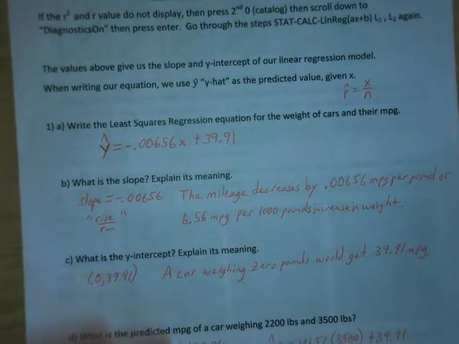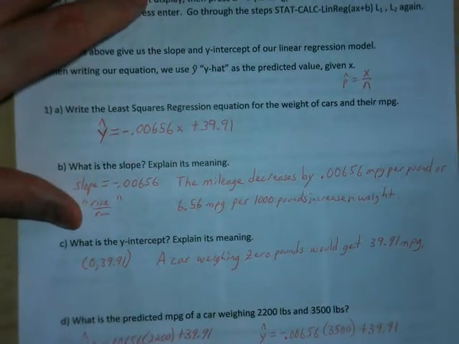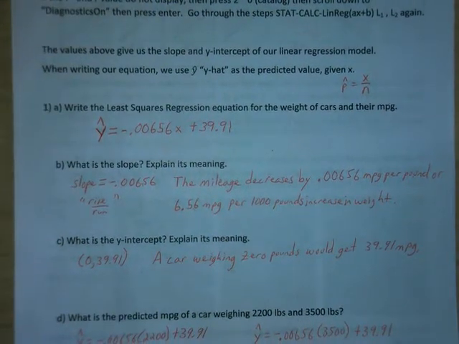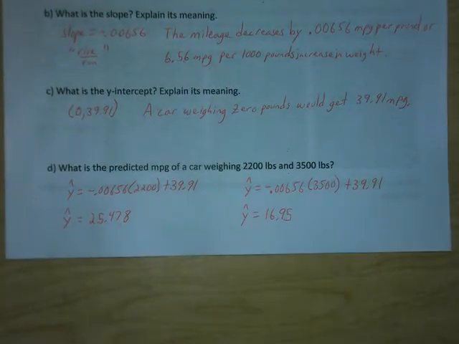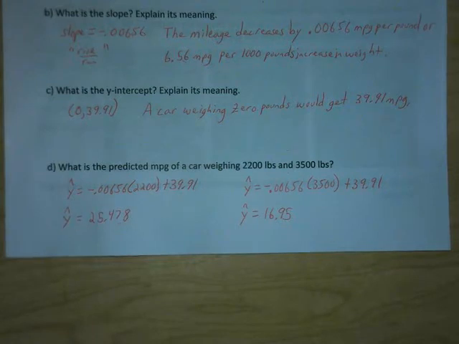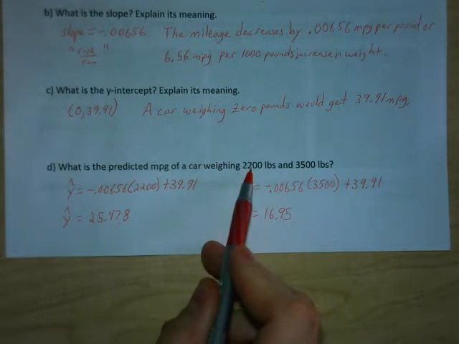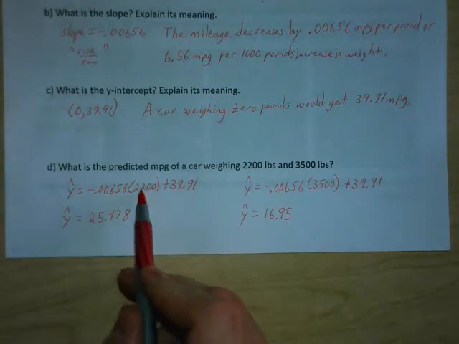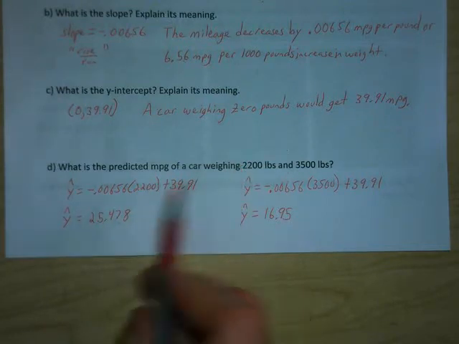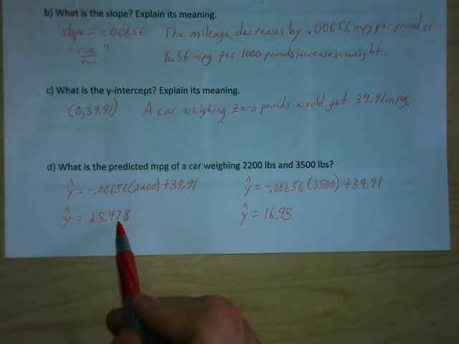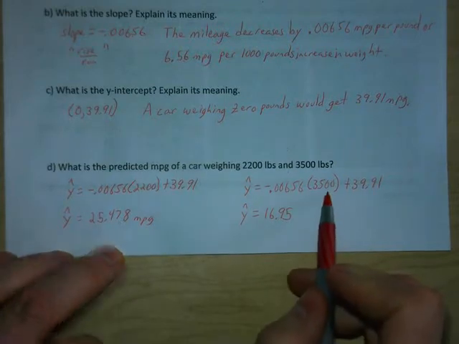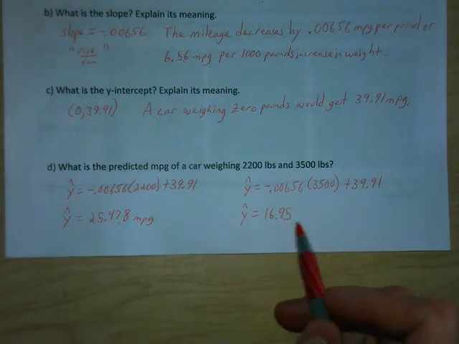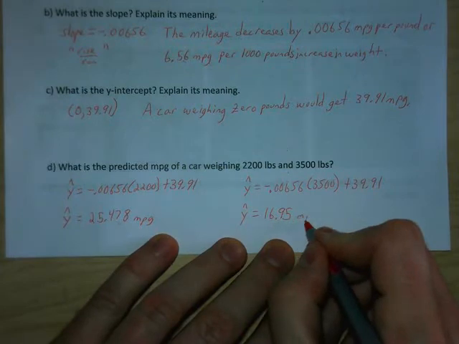And then part D, if a car weighed 2,200 pounds or 3,500 pounds, what would the predicted miles per gallon be? I'm just going to put it up there quickly because this should be a pretty basic question for us. If I give you a weight, that's giving you an x value, so put those values in for x. The 2,200 pound car, we would expect to get 25.478 miles per gallon. And a car weighing 3,500 pounds, we'd expect to get 16.95 miles per gallon.